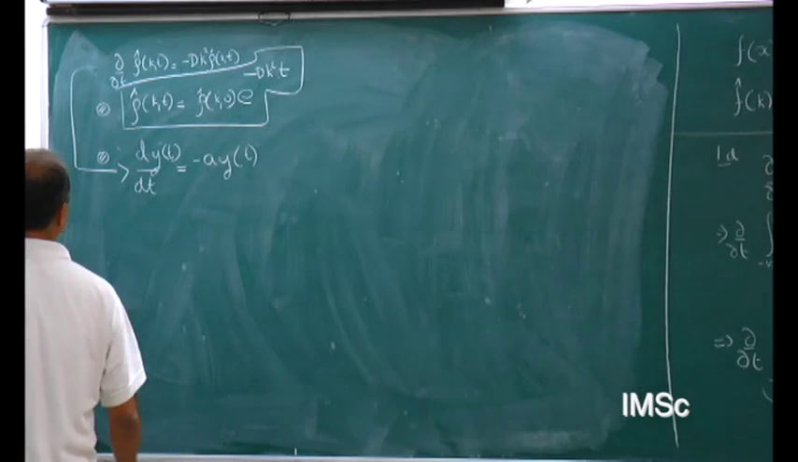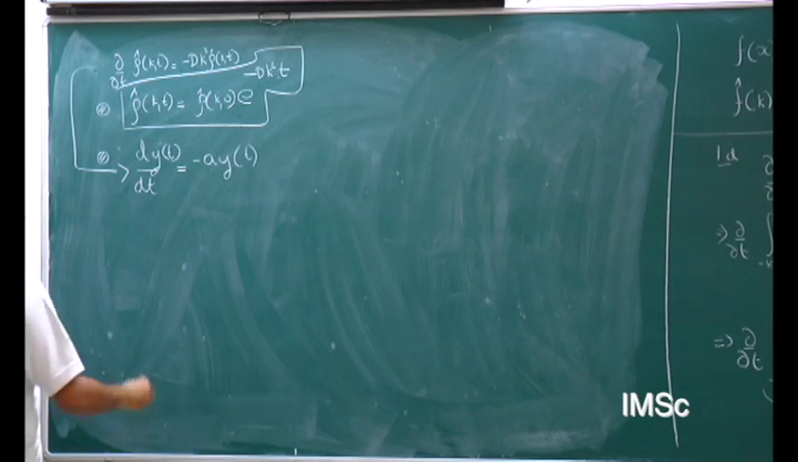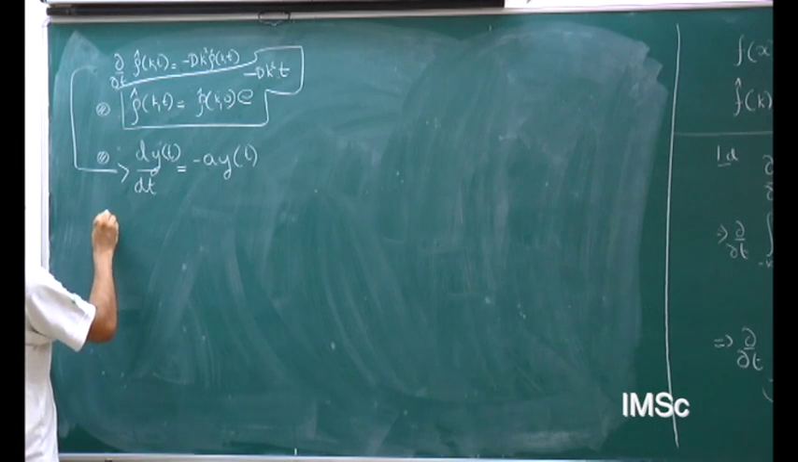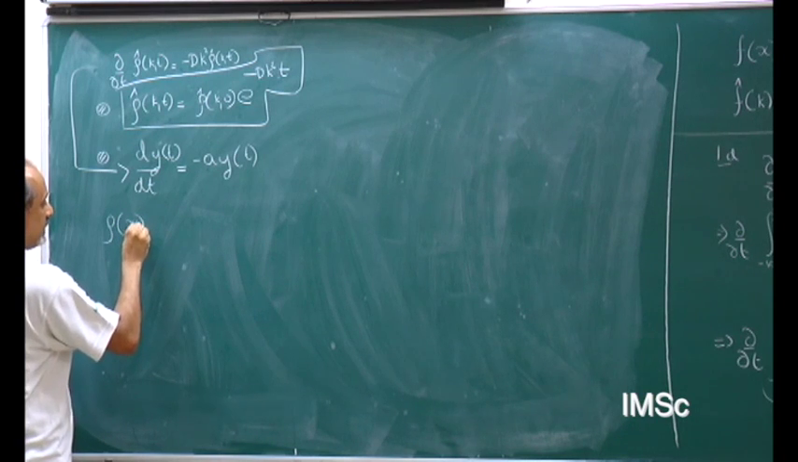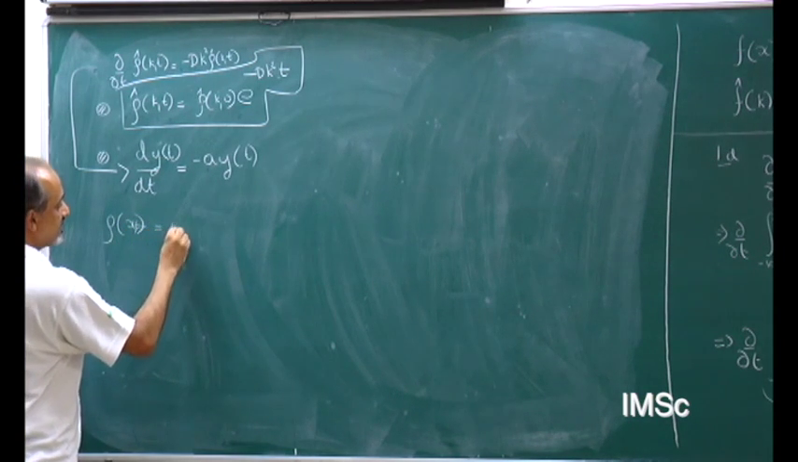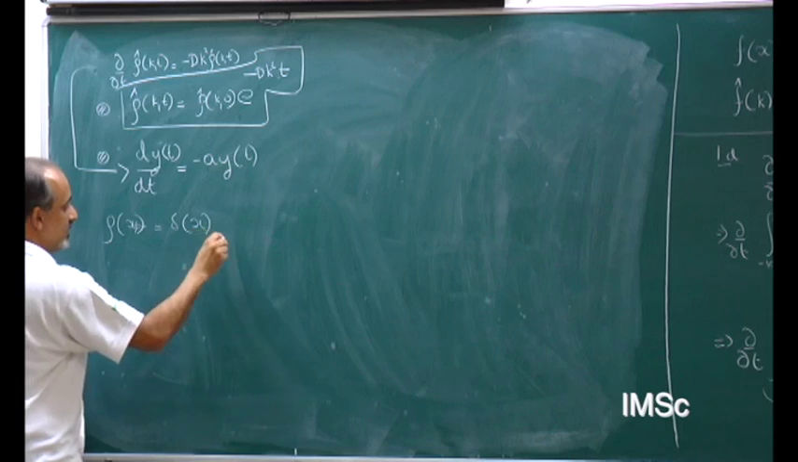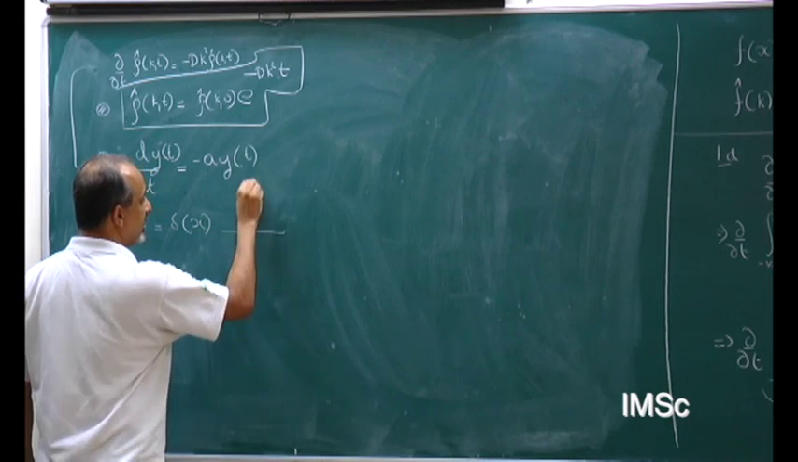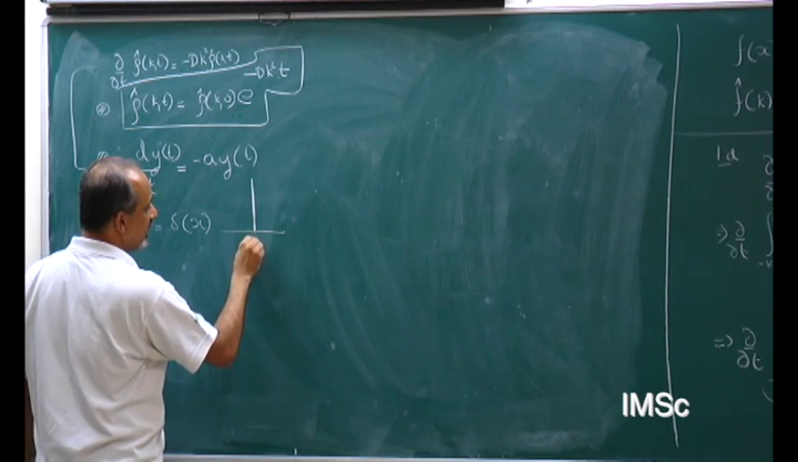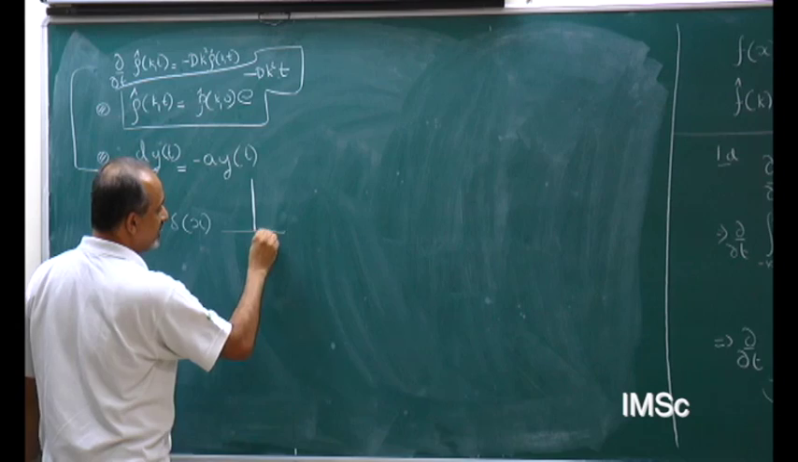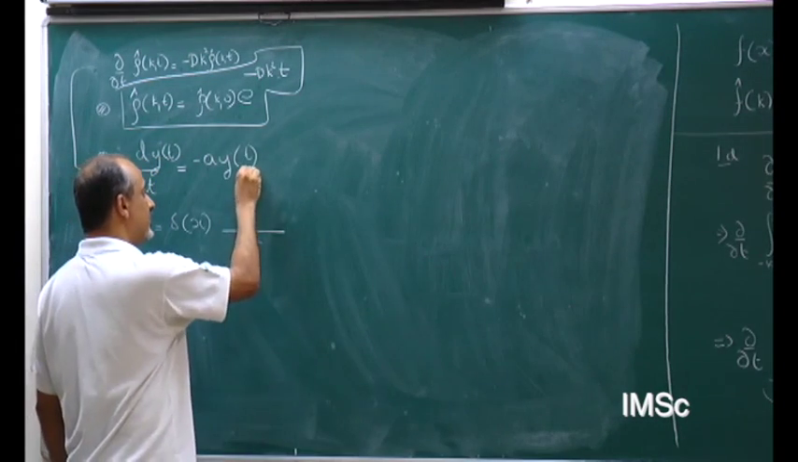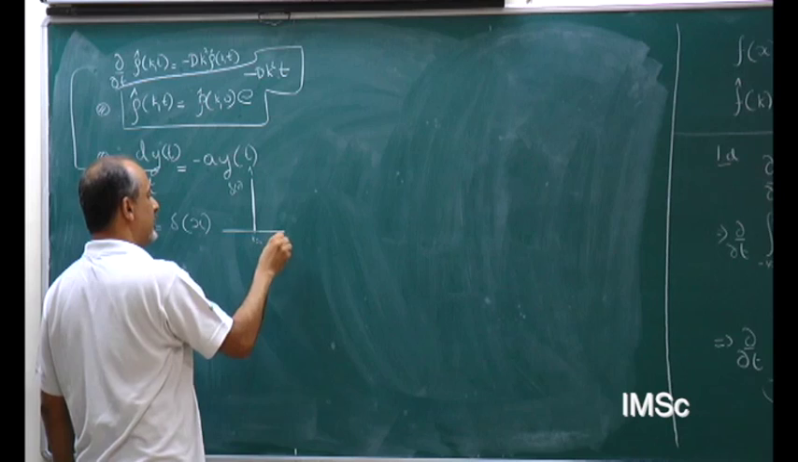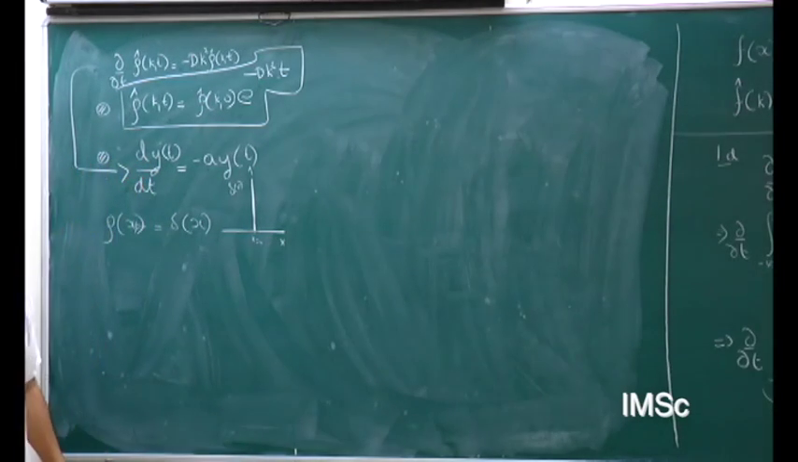So now we need to solve this. Let us assume that rho of x at time t equal to 0 is just delta of x, which means it is a function that is non-zero only at x equal to 0 and 0 everywhere else. It sort of goes off to infinity here. So this is delta of x as a function of x, and we introduced it the last time.